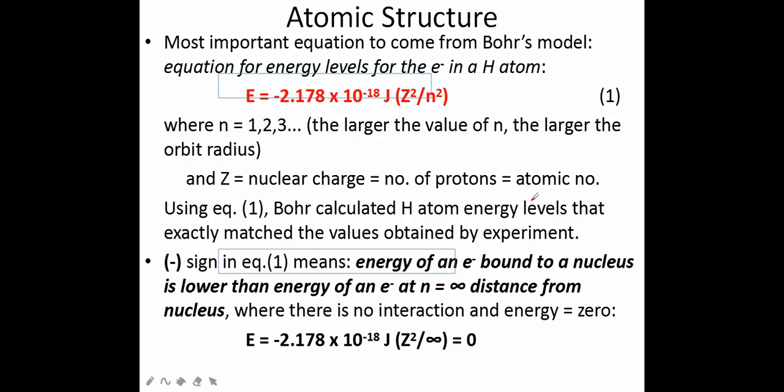So the negative sign means the energy of an electron bound to a nucleus is lower than the energy of an electron further away from the nucleus. That's why there's a negative sign: the closer to the nucleus, we have a lower energy. Away from the nucleus, we have a higher energy.